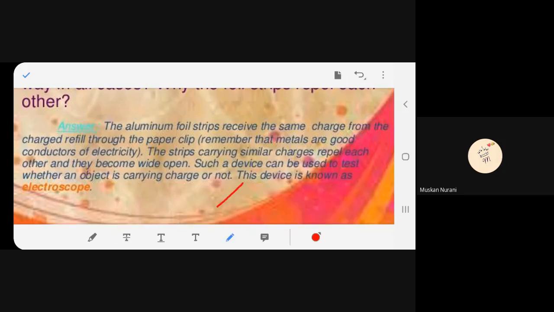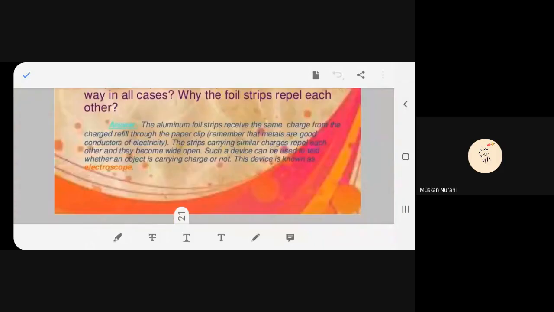You understand? This is the clip. Is it clear? So they will go away from each other. Okay? This device to test whether an object is carrying charge or not is called an electroscope. What is it called? Electroscope. I think you have understood.